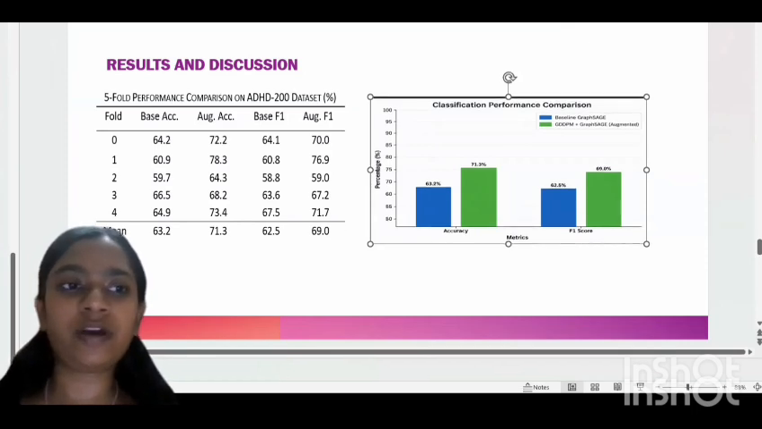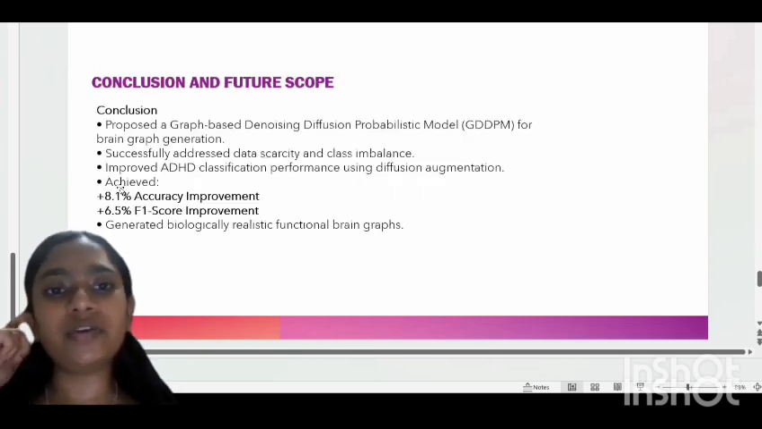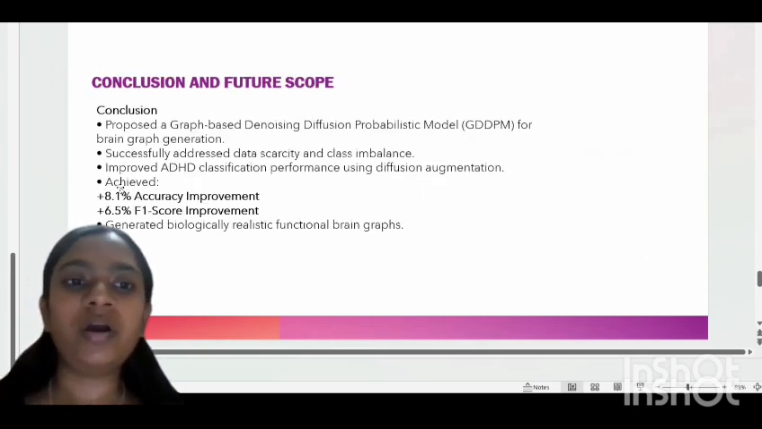We also verified our synthetic samples by MMD score, which is 0.018, showing how realistic our synthetic samples are. Also, the functional matrices are being created. Coming to conclusion and future scope.